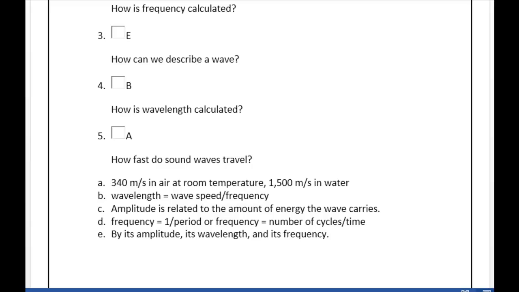Number 4, how is the wavelength calculated? The answer will be wavelength equals wave speed divided by frequency. So the answer will be B. Number 5, how fast do sound waves travel? So the answer will be 340 meters per second in the air at room temperature. Okay.